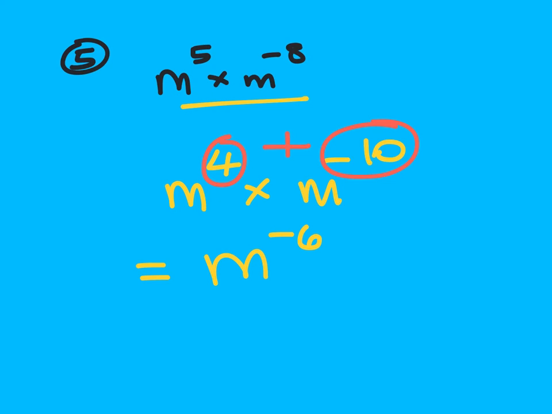Ordinarily, great, job done. However, the question says you need to write that with a positive power. So how do you turn the negative 6 into a positive 6? Put it on the bottom. Okay, so if you do something similar for your question, then you'll have it right.